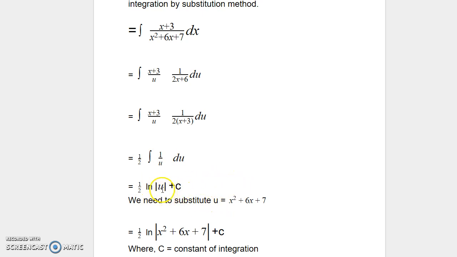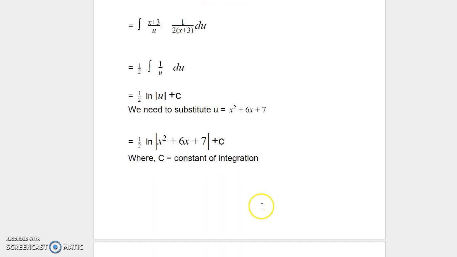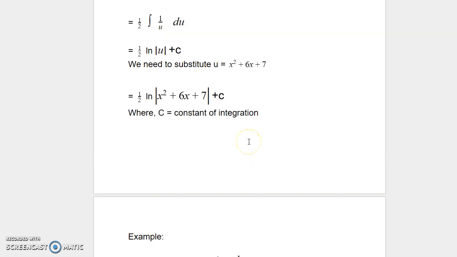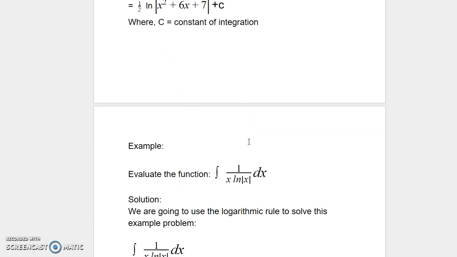We cannot leave our solution in terms of u. We need to express it in terms of x. So wherever we see u, we're going to write x squared plus 6x plus 7, as shown here. So we can write this as 1 over 2 ln of x squared plus 6x plus 7 plus c, where c is a constant of integration. This is the way we want to solve example problems which involve logarithmic functions. Let's look at another example.